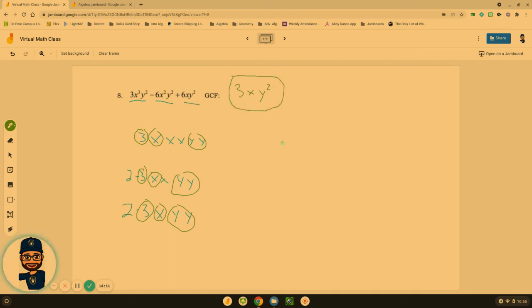This is an essential skill for our next unit, an essential skill for us as we learn to solve and work backwards. So if you have questions about factoring and finding that greatest common factor, I urge you highly to reach out.